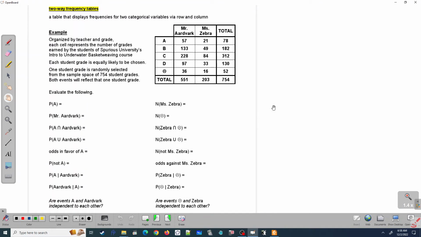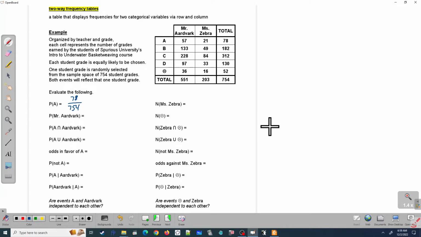So we'll start there. And we'll begin by first doing the probability of A, which is, in this case, getting an A. And so what I would look at is how many students got an A, and that would be 78. And then I would divide by how many students there were, and since I said there were 754 students, all equally likely to be selected, I'll just put the 754 there, and we'll make ourselves happy. And that's pretty much it.